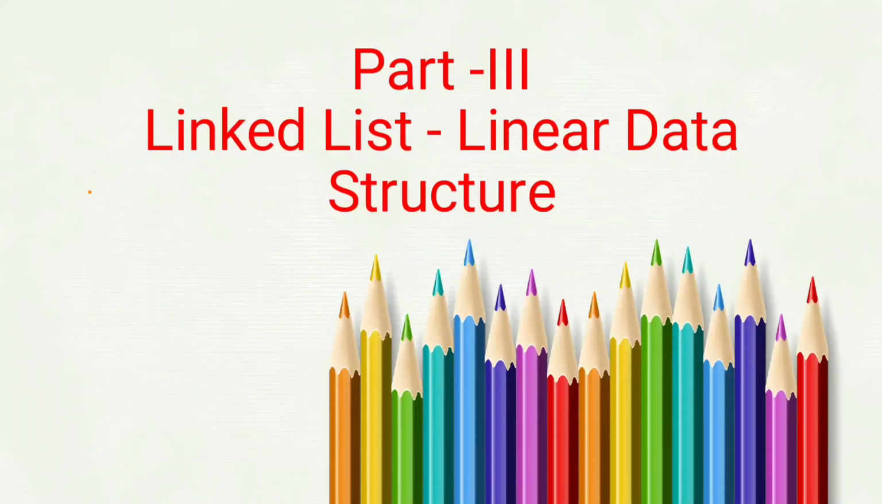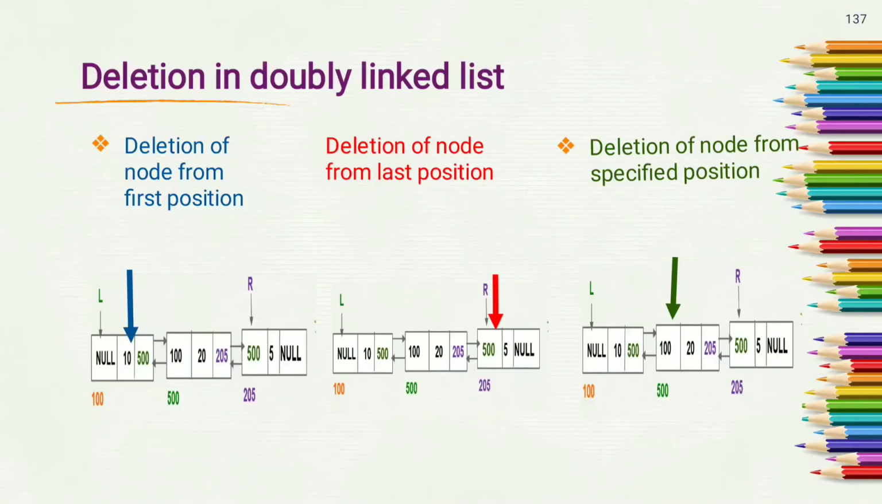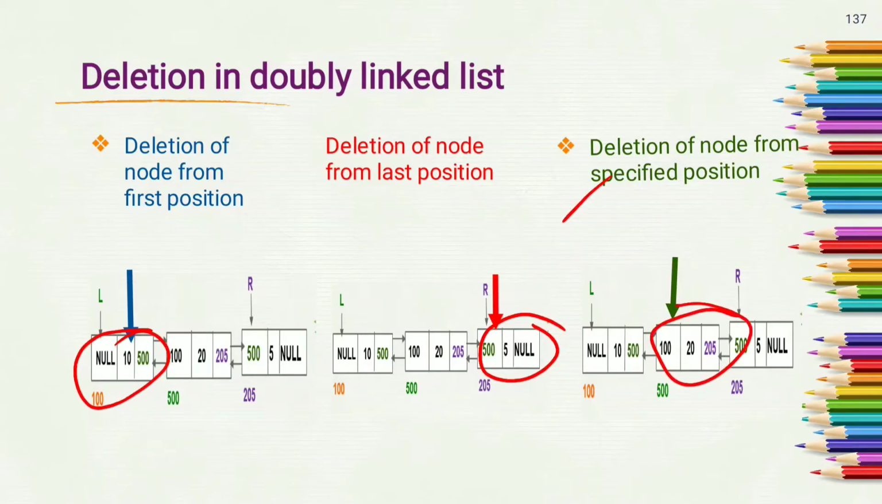Hello students, in this video we will learn deletion of first node in doubly linked list. There are three types of deletion that we can perform on doubly linked list. First, deletion of node from first position, that means we can delete first node from the doubly linked list. Second is deletion of node from last position, that means we can delete last node of the doubly linked list. And deletion from a specified position, that means we can delete any specified node from the doubly linked list.